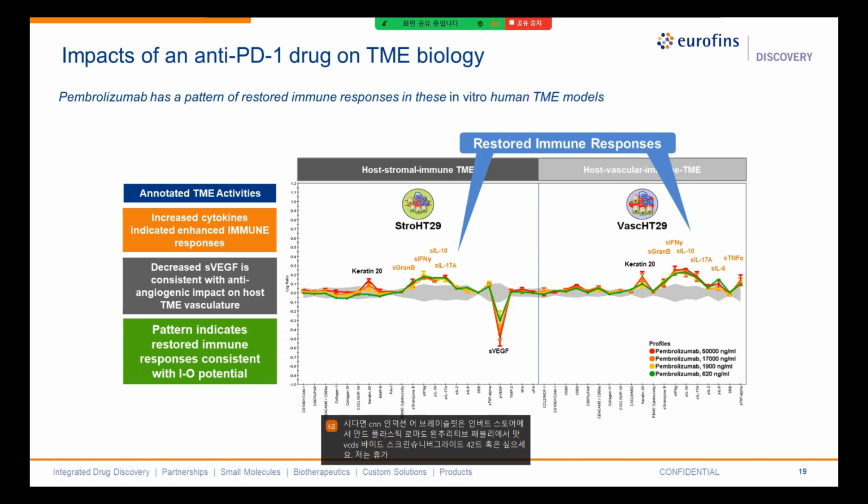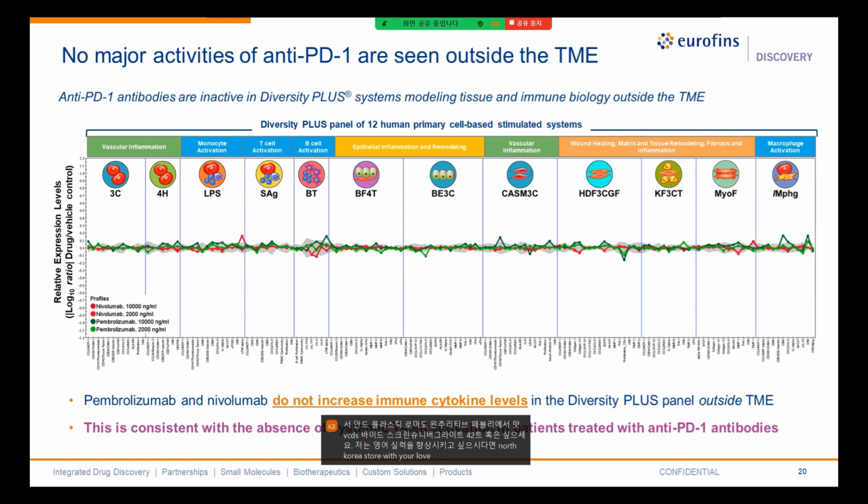So this shows that the anti-PD-1 drugs do not in fact activate the immune system, they restore its ability to respond in the presence of tumor cells. Now, this particular evaluation goes back and looks at Diversity Plus. So we're looking here at the much broader biology outside of the tumor microenvironment. And you can see, for the most part, there is a fairly quiet profile here when we look at either nivolumab or pembrolizumab. And this reflects exactly what is seen in a clinical setting.